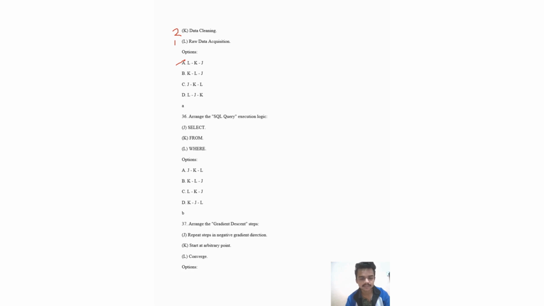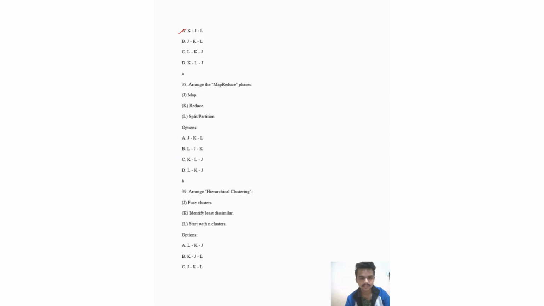Arrange the SQL query execution logic. Select, from, where. So here the answer will be like first from, then we will use where, then third we will use select. Arrange the gradient descent steps. So repeat steps in negative gradient direction, start at arbitrary point, converge. Here the answer will be KJL.